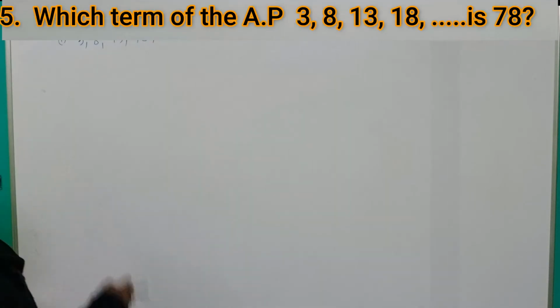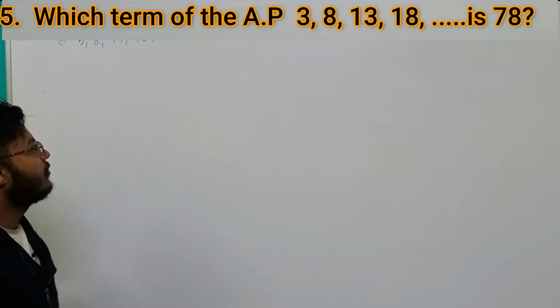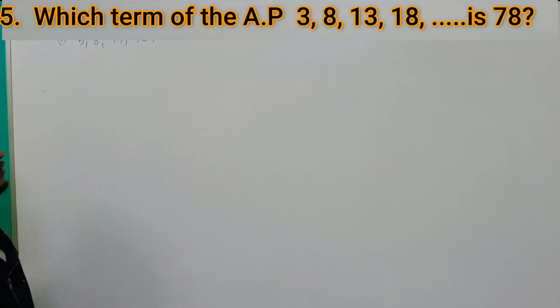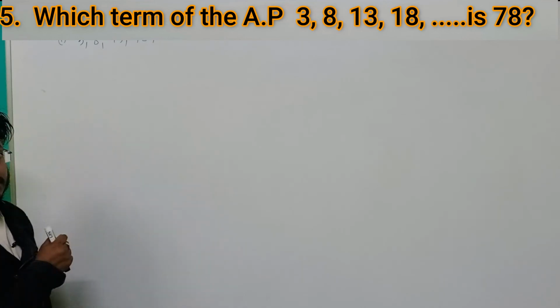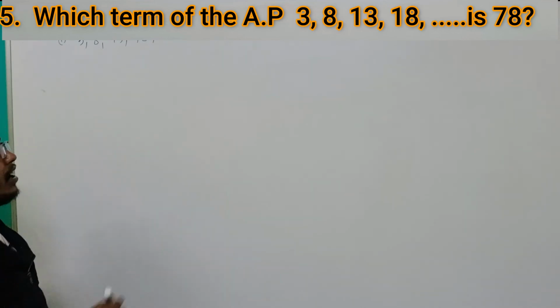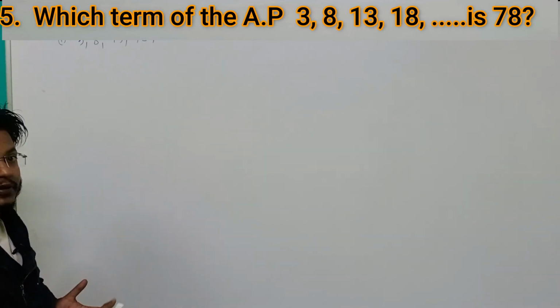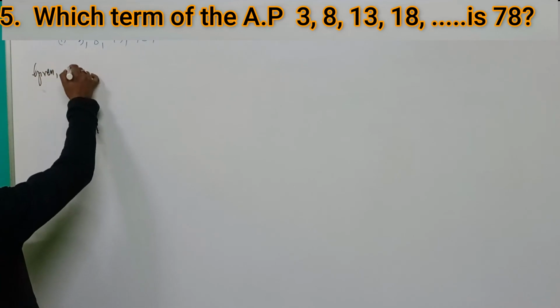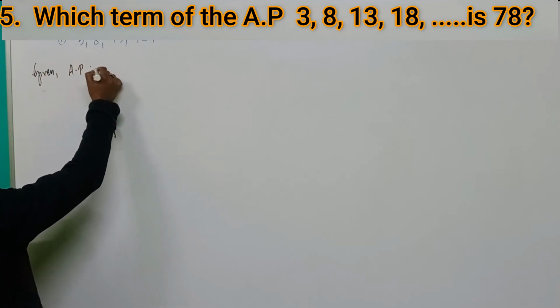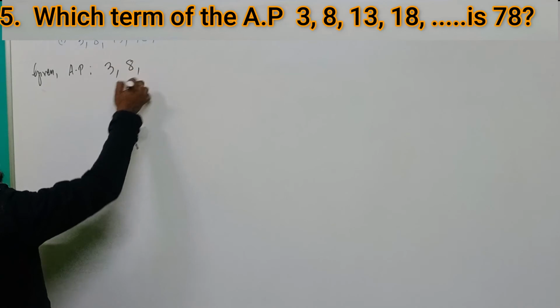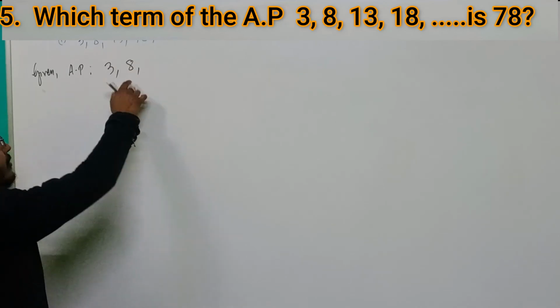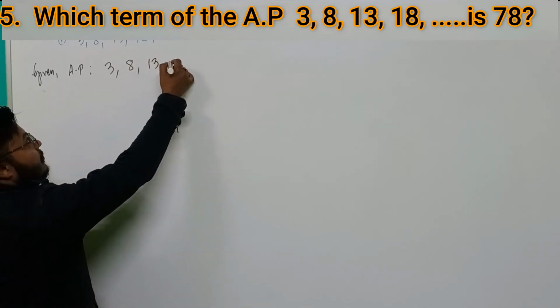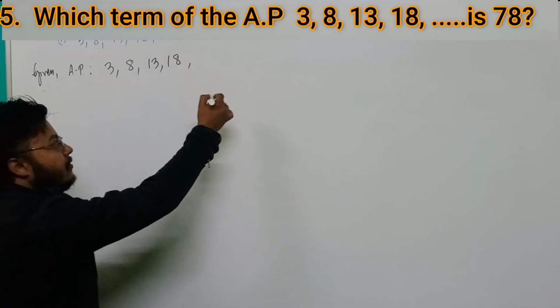Now you can see we are ready with question number 5. So what is given in question number 5? You can see, which term of the AP. So they have given us an arithmetic progression, and they are asking where 78 will lie. So they have given us the AP 3, 8, 13, 18 and so on. This is my first term, this is my second term, this is my third term, and the fourth term is 18.